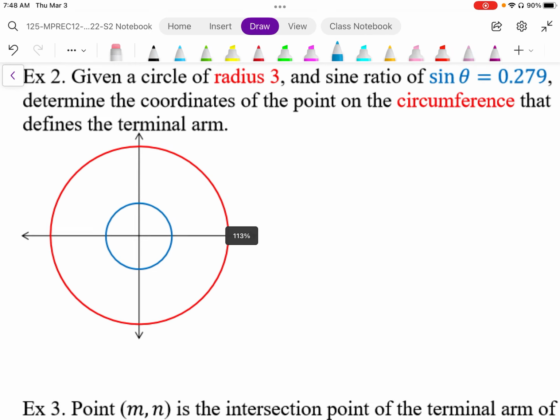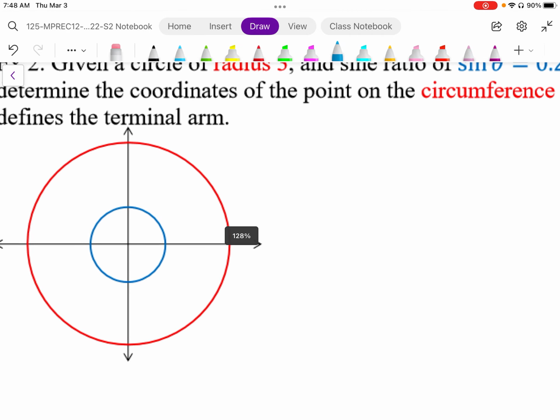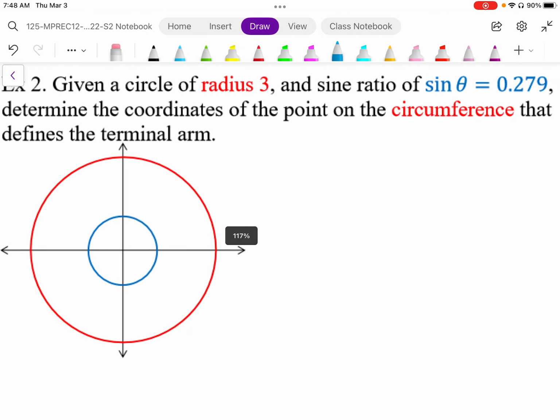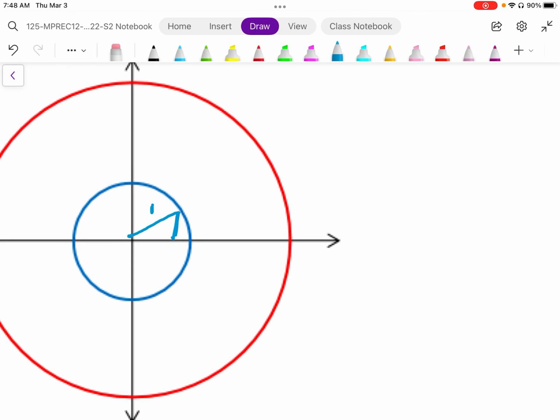And what I'm going to do is start with the sine ratio. Because the sine ratio represents a vertical position on a unit circle, I'm just going to draw in my unit circle with radius 1. And that vertical length here is going to be 0.279. So that's going to be the actual vertical length of that position.